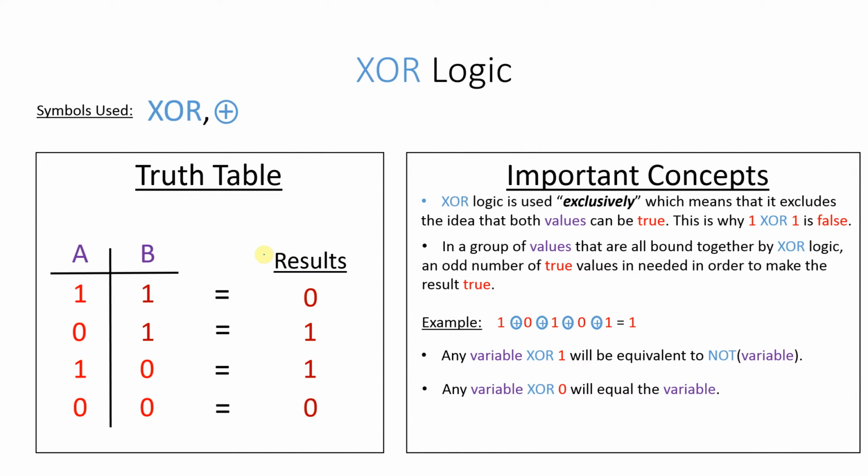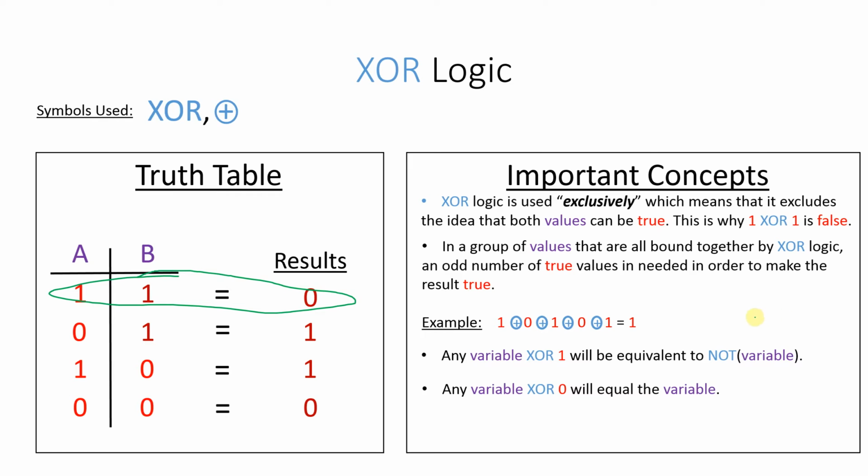Okay, this is XOR logic. The X in XOR logic stands for exclusive, and this is just OR being used exclusively. Last time with OR logic, I said that it's OR logic because it includes the idea that it can be both values. However, XOR logic excludes it, meaning that a true value and a true value equals false. This right here is the only difference between OR logic and XOR logic.